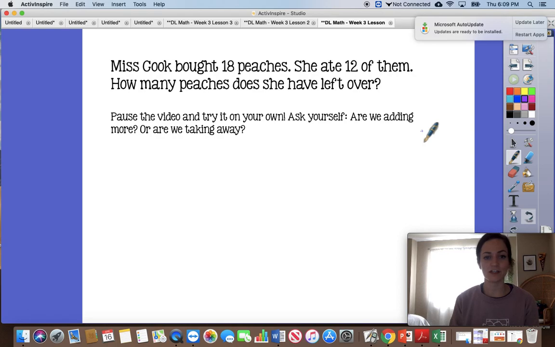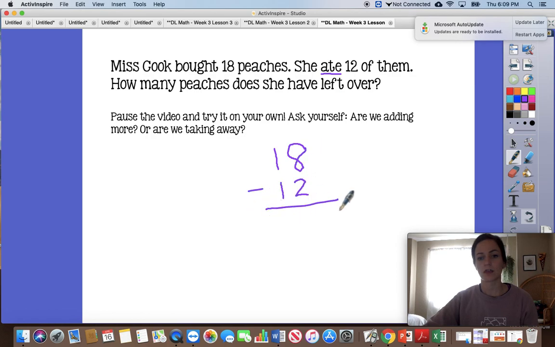All right, so hopefully you realize that we would be subtracting. And my key word in here, I have 18 peaches, but then I ate 12 of them, right? They're gone. I subtracted them away, okay? So I have 18 peaches, and then I'm going to subtract 12 of them. Okay, if I look at my ones, I have 8 ones minus 2 ones is 6 ones. 1 ten minus 1 ten is 0 tens, which I don't need to write a 0 there, right? Okay, so she has 6 peaches left over.